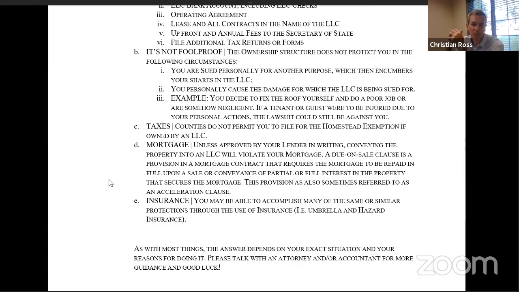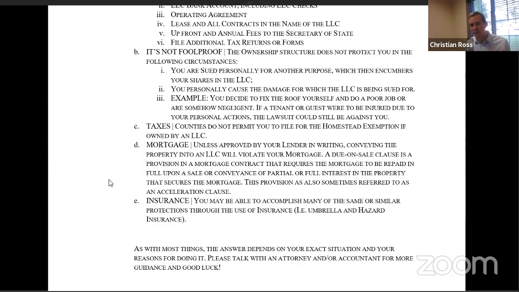Two, you personally caused the damage for which the LLC is being sued. So here's that example. Let's say you own this rental property and you're the one that does all the work. So you're the one that fixes the roof. You're the one that installs the windows and puts in the water heater. You're a DIYer or maybe even a semi-professional. Well, you're going to bear the risk if one of those things is done incorrectly. And I can't protect you against that. It doesn't matter who owns it. You personally did the work. You were personally negligent, which caused the damage.